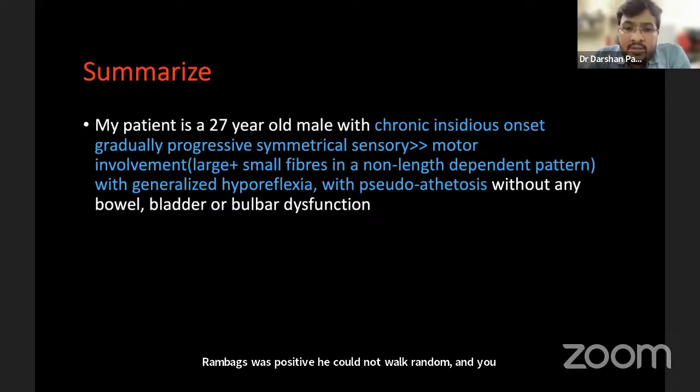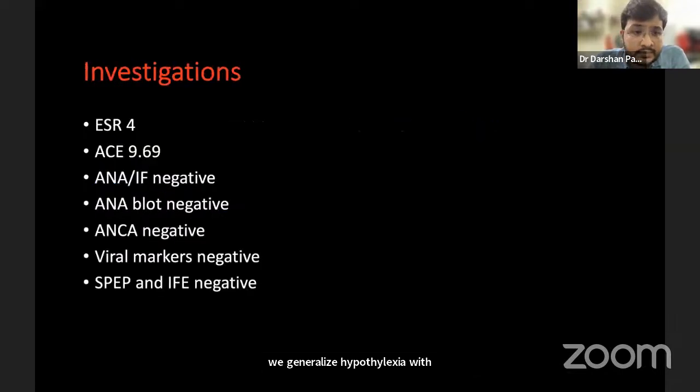So to summarize, he was a 27-year-old male with chronic, insidious onset, gradually progressive, symmetrical, sensory much more than motor involvement, both large and small fibers, in a non-length dependent pattern, with generalized hyporeflexia with pseudoathetosis, without any bowel, bladder or bulbar dysfunction.